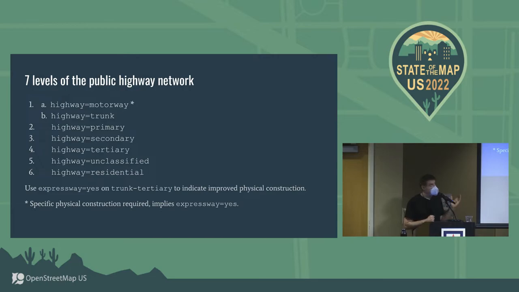So the other thing that came out of these discussions was that as Americans, we really do need some tagging for those big improved infrastructure roads. And this is where we get to the expressway equals yes tag, which has been around for a decade but not heavily used because there weren't renderers that used it for visualization, and it didn't really do anything. But we decided, you know what, we really need to fix this problem in the US. We need to break apart the physical from the connective importance of roads.